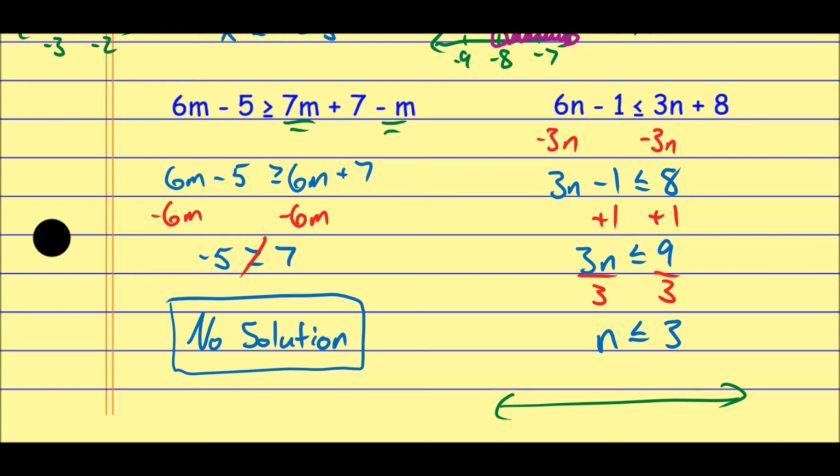So let's see, I've got a 3 in here. Let's start here. 0, 1, 2, 3, 4. An equal to condition, so a closed dot. Less than, so I shade everything to this side. Okay?